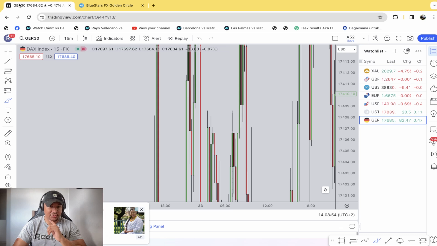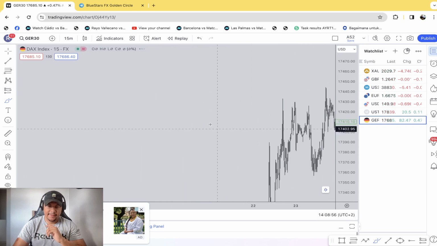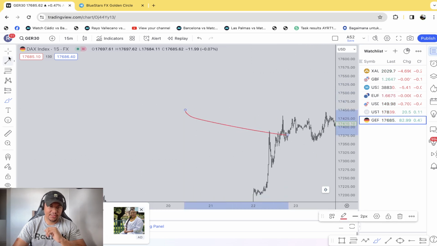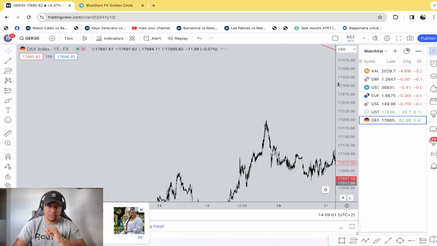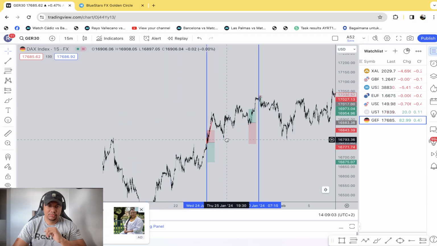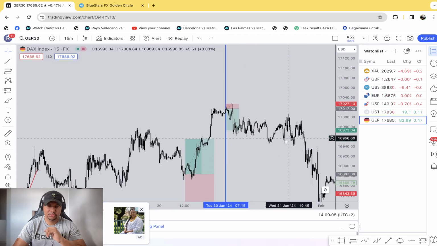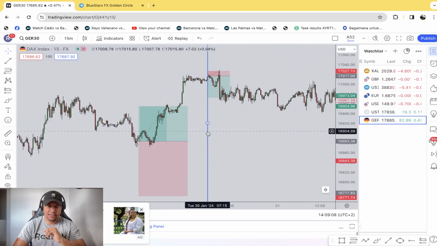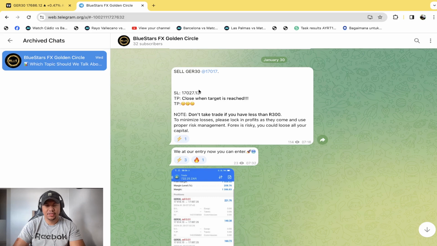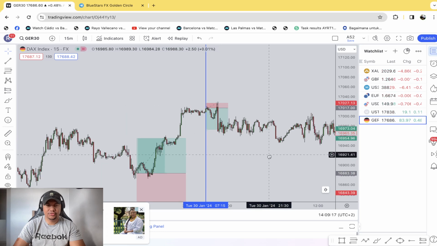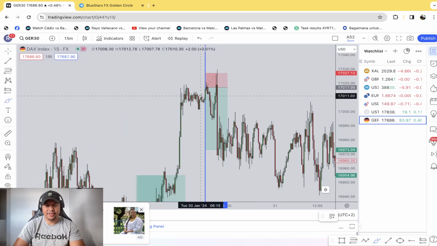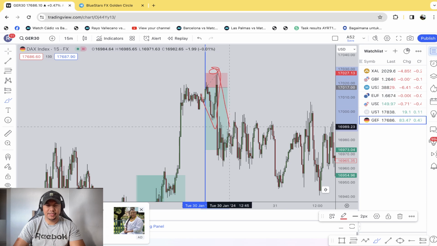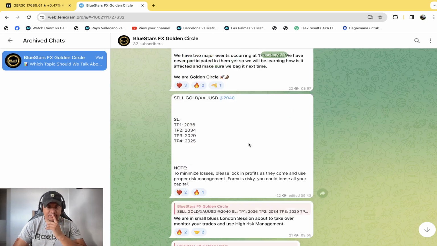Stop loss on January the 30th. There we go, 7:15, and that was a sell. Stop loss 17.027. Unfortunately, this would have been a very good trade. There, it stopped out, and then the dump. But this move would probably have been enough profit for them to close.